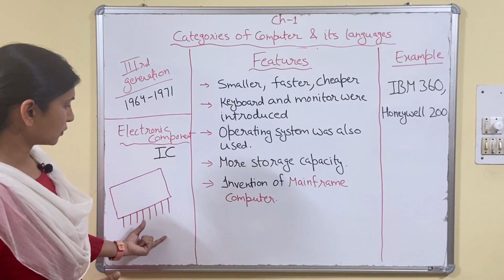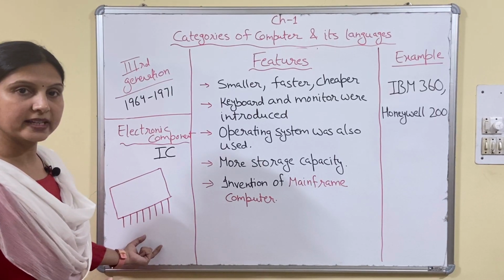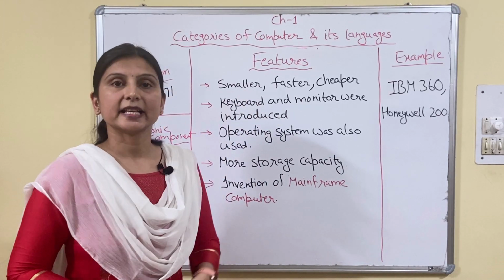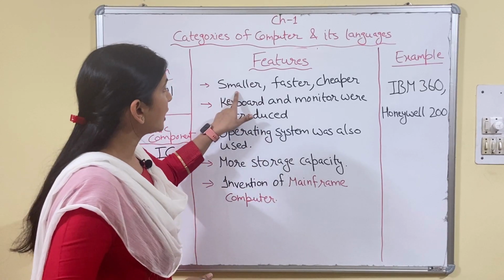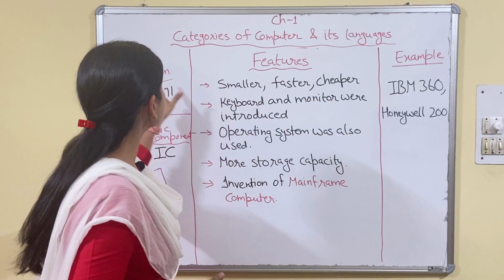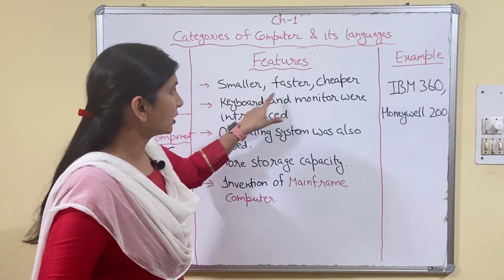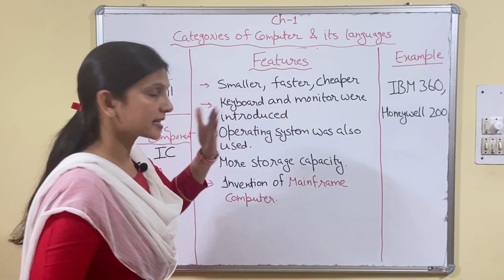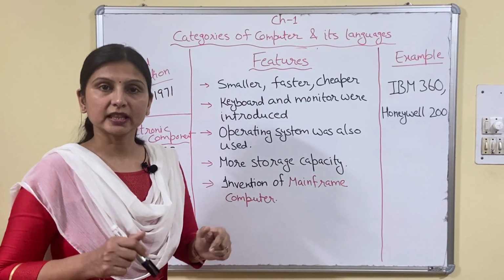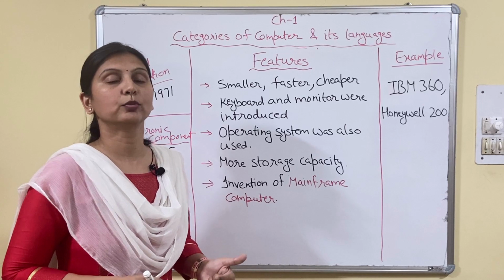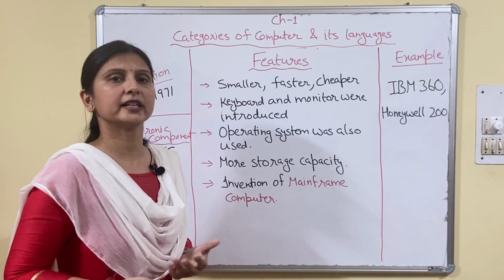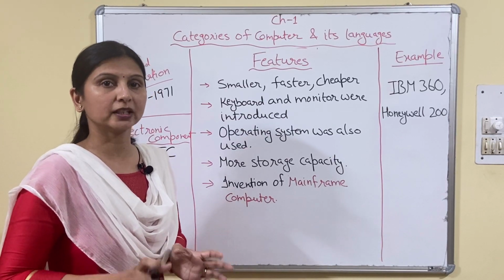I have tried to draw the IC. This is the shape of IC. Because of IC, the size has been reduced. Now the computers were smaller, faster, cheaper in third generation, as compared to the second generation computers. Keyboard and monitor were introduced. In this generation only we introduced the keyboard and monitor. In first and second generation we were not using keyboard and monitor. There were other ways to give the input and see the output, but not keyboard and monitor.